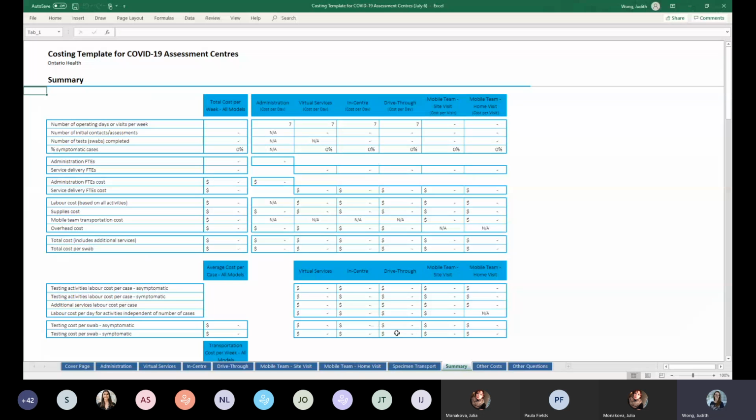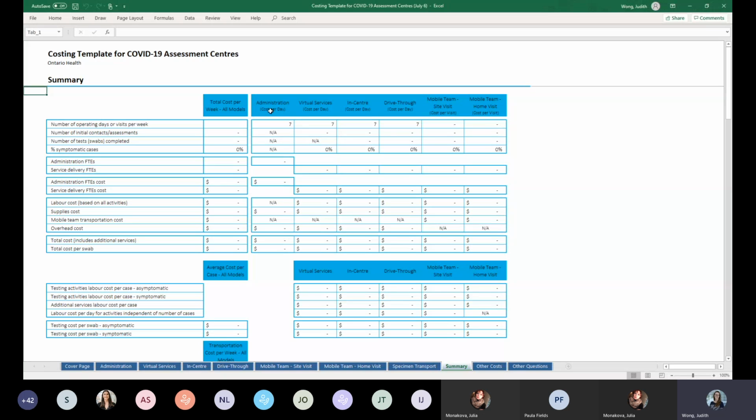We are almost at the end. So the summary tab does not require you to enter any information. This tab is more for your information to show you how the information that you have entered on the previous tabs is being rolled up. So this tab is a little bit complicated. It has a summary of the cost per day under each of the models, including your administration cost, or per site visit for the mobile team tabs.